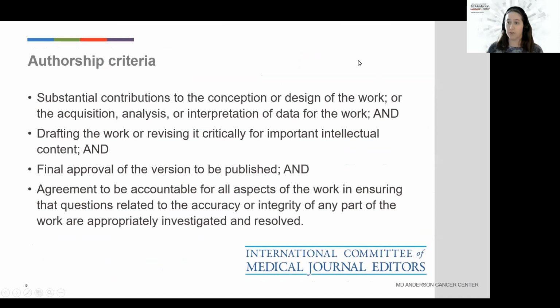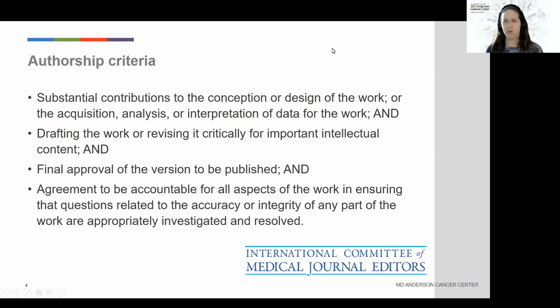So to answer that question, it's worth looking back at what constitutes an author in a scientific paper. This is the International Committee of Medical Journal Editors, ICMJE, authorship criteria. There are four of them. MD Anderson's authorship policies are based on these as well. So these probably look familiar to you. An author is somebody who contributes to conception or design of the work, drafts the work, has final approval, and agrees to be held accountable for the work.